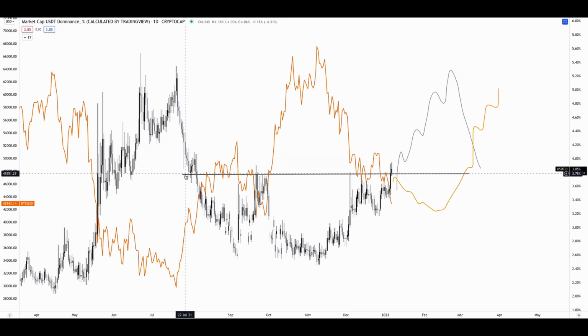And I had this line marked up to say that if we see Tether dominance break out of this region, that will probably mean that we would see further downside for Bitcoin. And obviously, I should have posted the video yesterday, but we saw a drop before I could even post it. So this is what I'm looking at. I'm referring to this level over here.